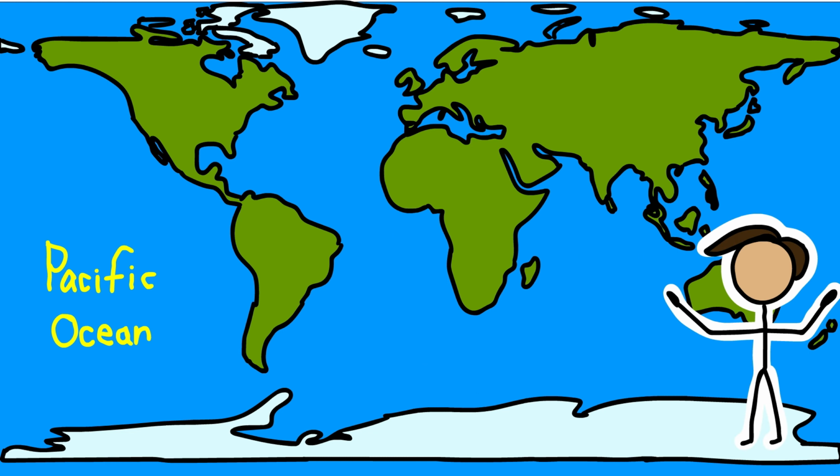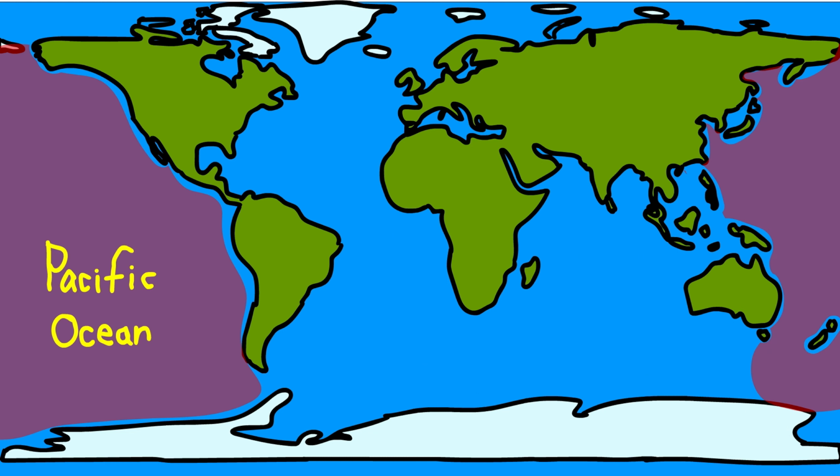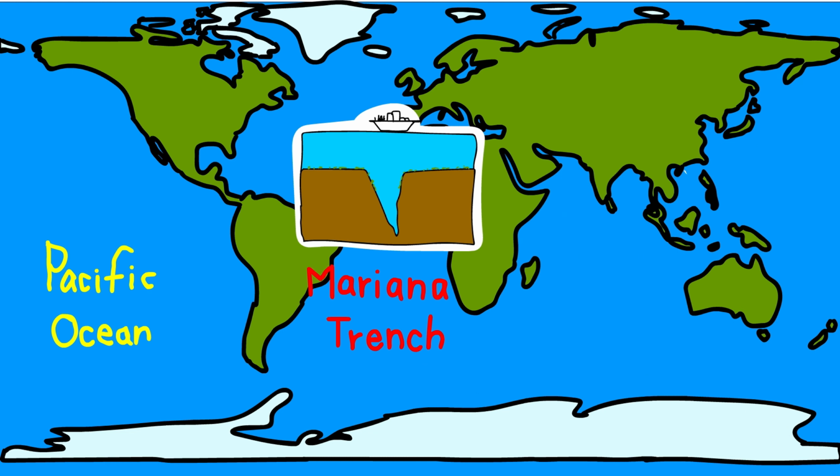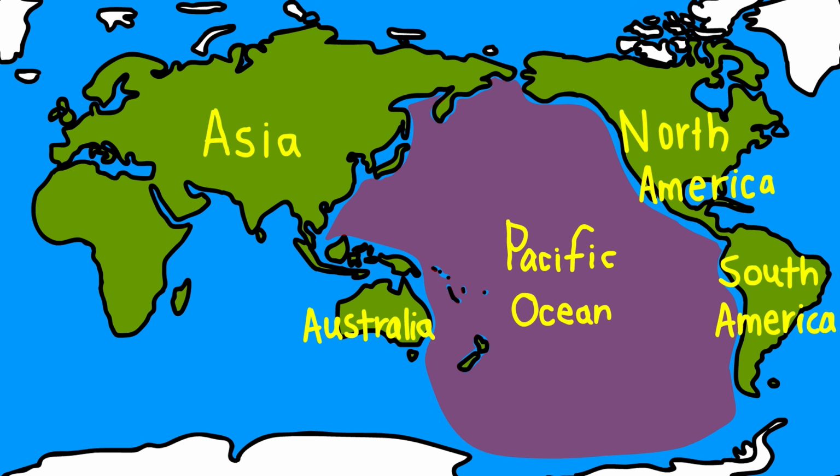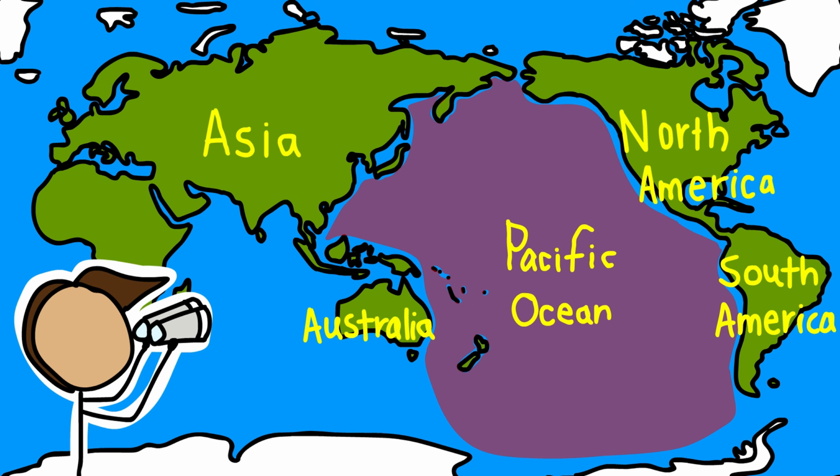The Pacific Ocean is the largest ocean. It is spread over 1/3 of the Earth. Mariana Trench, the deepest part of the Earth, lies in the Pacific Ocean. The Pacific Ocean is almost circular in shape. Asia, Australia, North and South America surround it. Look at this map and find out the location of the continents around the Pacific Ocean.